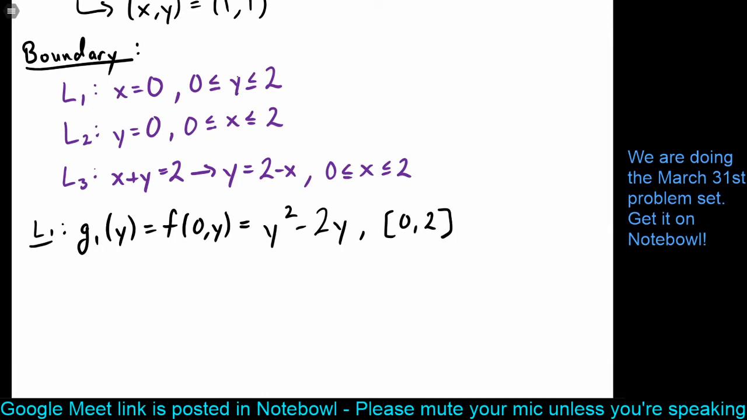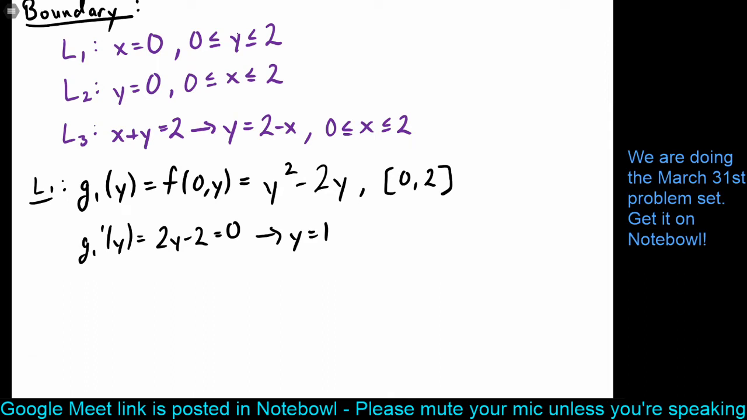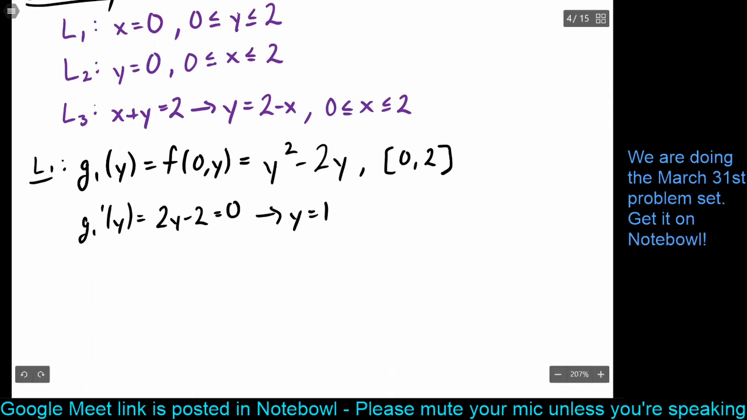So now we do the usual Calc 1 stuff here. We take a derivative, g1 prime of y. This is going to be 2y minus 2. And we want to set this equal to 0. So we get that y has to be 1. All right. So we get here, I don't want to call this a critical point, so let me call it a candidate point.